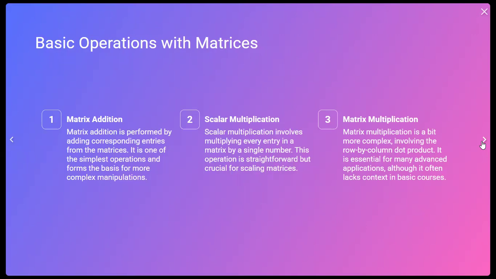Actually, matrix multiplication is crucial for animations, like rotating a character in a game or scaling them. Matrix multiplication is a bit more complex, involving the row by column dot product. It is essential for many advanced applications, although it often lacks context in basic courses.